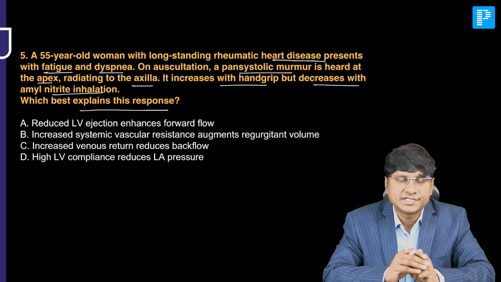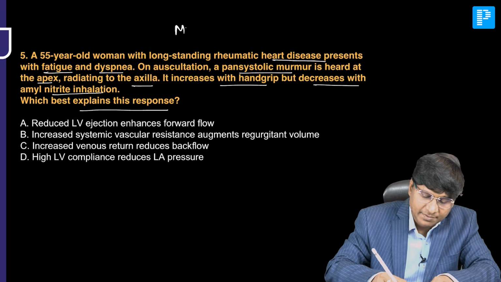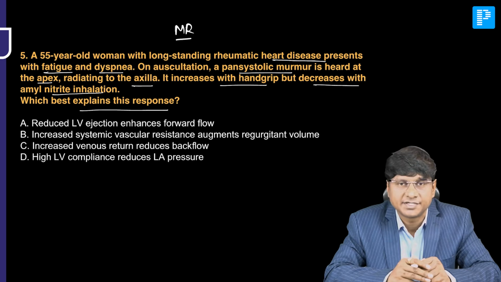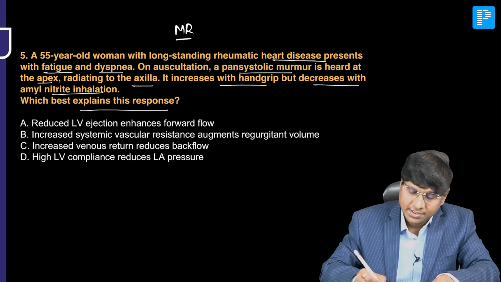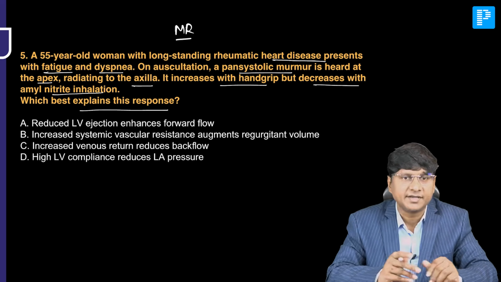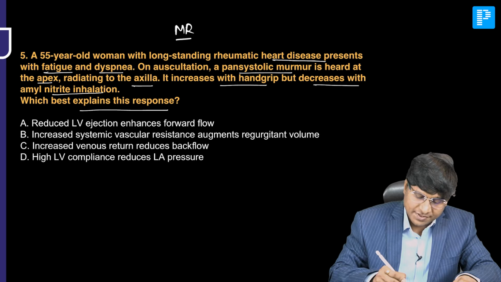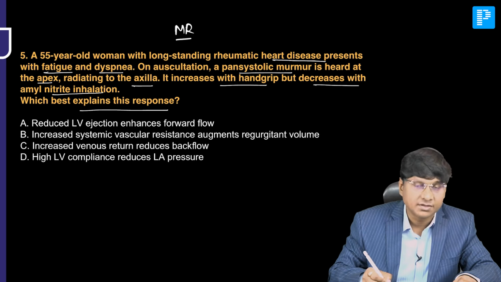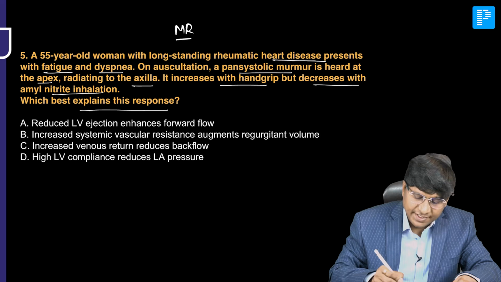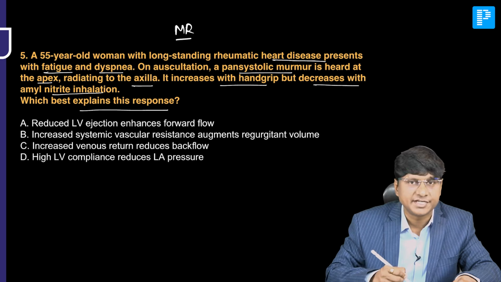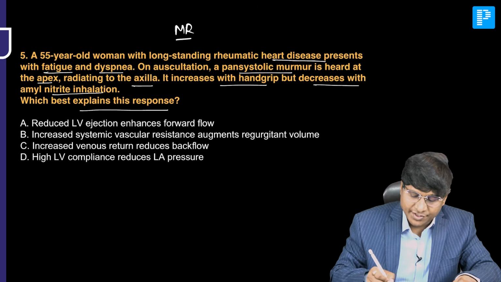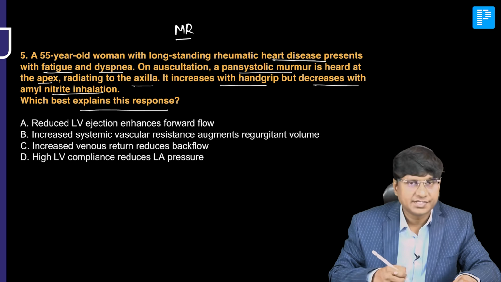So first of all, what is the murmur he is describing? It is mitral regurgitation, because it is an MR murmur which will be heard at the apex and radiate to the axilla. And this MR murmur will increase with hand grip, right? And it decreases with amyl nitrate inhalation. So how do you explain this? The options are: reduced LV ejection enhances the forward flow, increased systemic vascular resistance augments the regurgitant volume, increased venous return reduces the backflow, high LV compliance reduces the LA pressure.